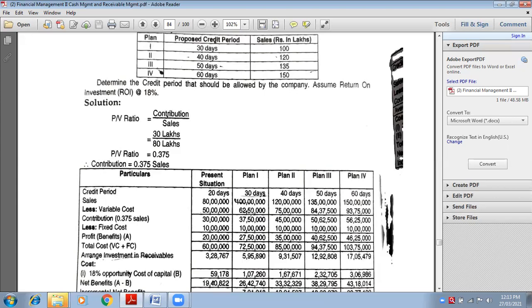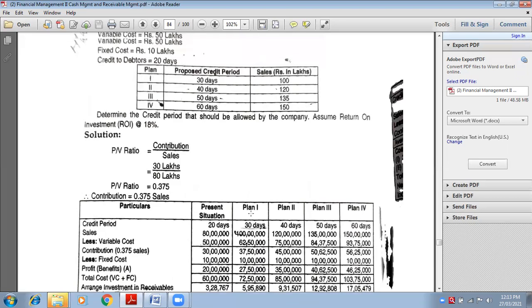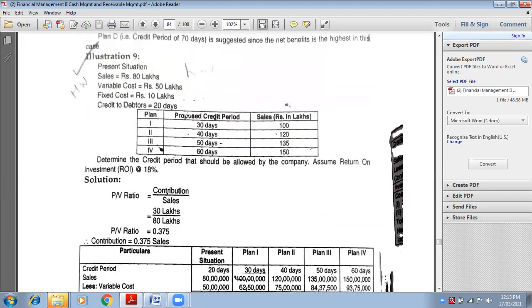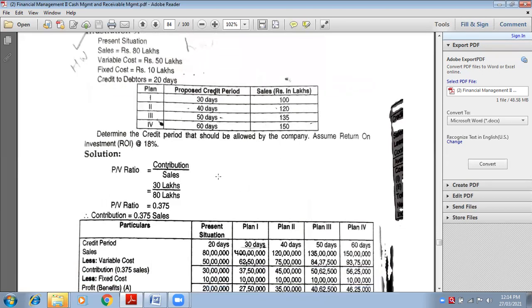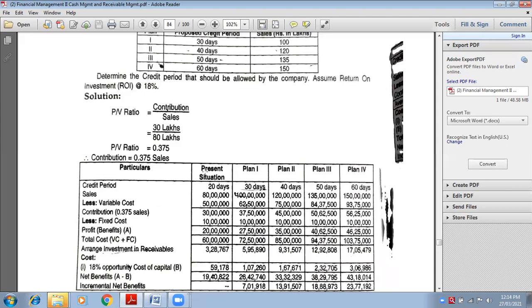Now, this is what was contribution. What will be my fixed cost? It is given already. Fixed cost is given already 10 lakhs. And it has to be fixed everywhere. 10 lakhs for present situation, 10 lakhs for plan 1, 2, 3, 4. Fixed always remains fixed. So write down 10 lakhs everywhere in the bracket.